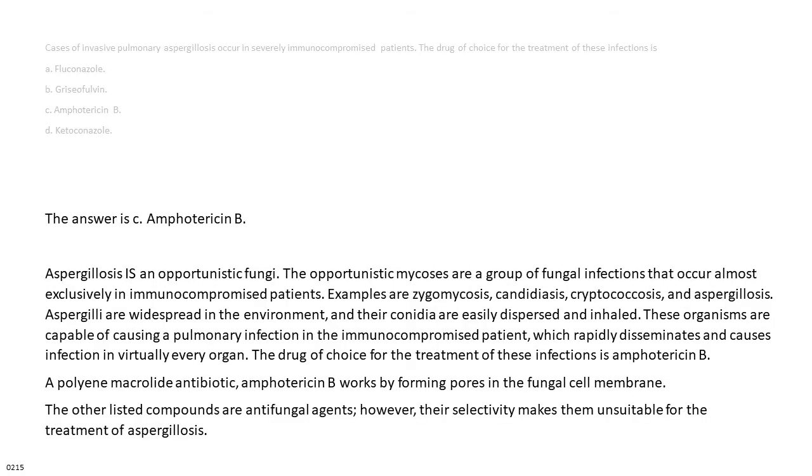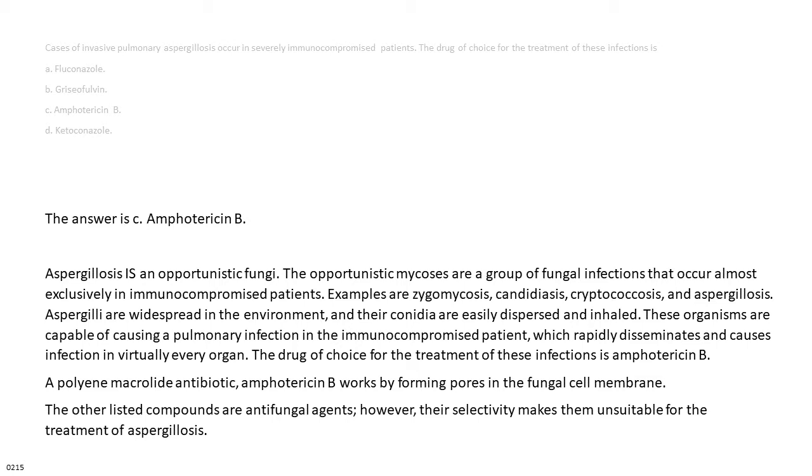The answer is C. Amphotericin B. Aspergillosis is an opportunistic fungal infection. The opportunistic mycoses are a group of fungal infections that occur almost exclusively in immunocompromised patients. Examples are zygomycosis, candidiasis, cryptococcosis, and aspergillosis. Aspergilli are widespread in the environment, and their conidia are easily dispersed and inhaled.